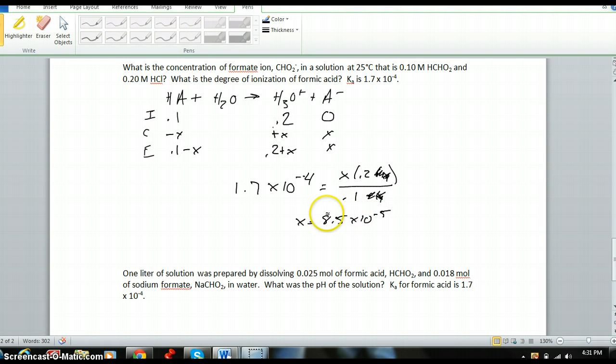The second part then says, what's the degree of ionization? Degree of ionization, again, is just your x, your change value, 8.5 times 10 to the negative fifth, divided by your initial value of your acid, 0.1. So it's 8.5 times 10 to the negative fourth, or 0.085%. So not a lot of breaking apart in this problem.